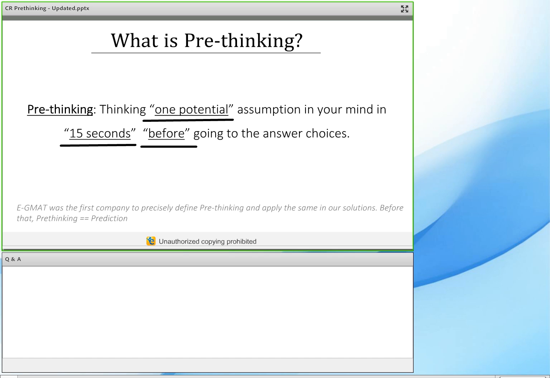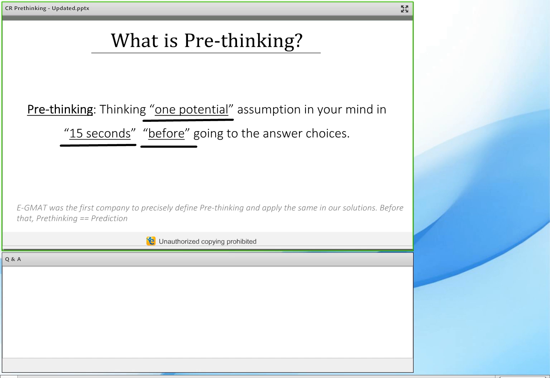Prior to us using this term, people confused pre-thinking with predicting the answer. I want to make sure you understand that's not what we're trying to do. Sometimes it may happen that the assumption that you thought of is there in the answer choices as is. Other times it may not be there. And it's okay one way or the other. As long as you do a good pre-thinking, you'd be able to spot an assumption the moment you see it.